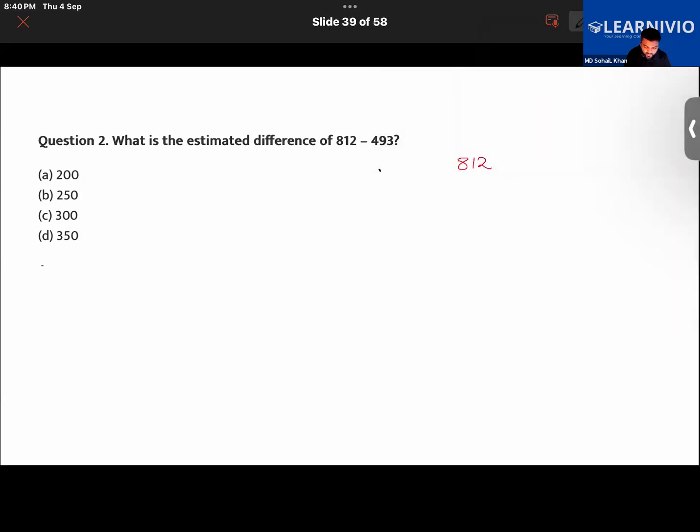812, we are going to round it to 800, right? Next is 493. That will be rounded up to 500. Now you're going to find the difference of 800 and 500. And hence that is clearly option number C, 300. That is what you answered, Laksh. Correct.